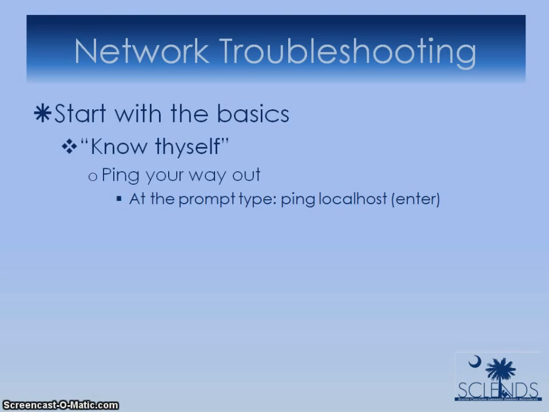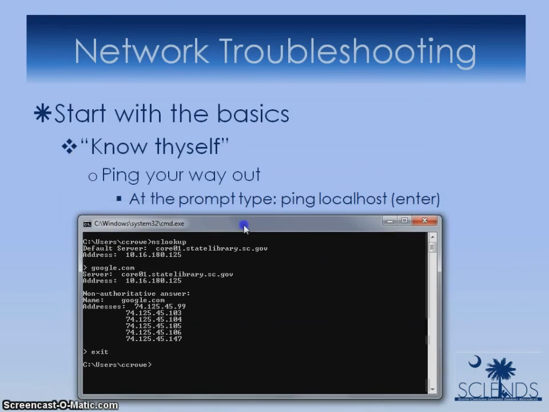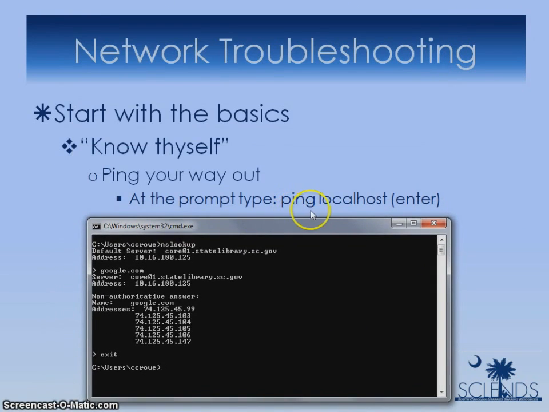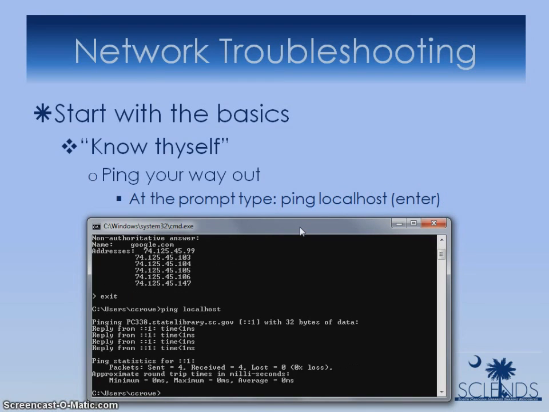So bring in our command prompt. And if you're still on the NSLookup screen, you can exit that prompt by typing exit. Now what we're going to do is ping space localhost and then hit enter. You should get 4 replies. This means that you're pinging yourself and that your network configuration software is all working properly on your own computer.